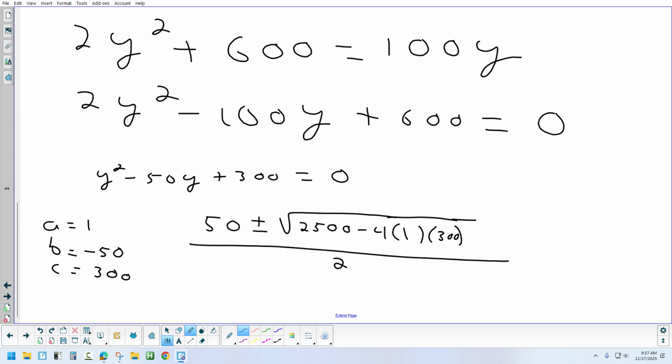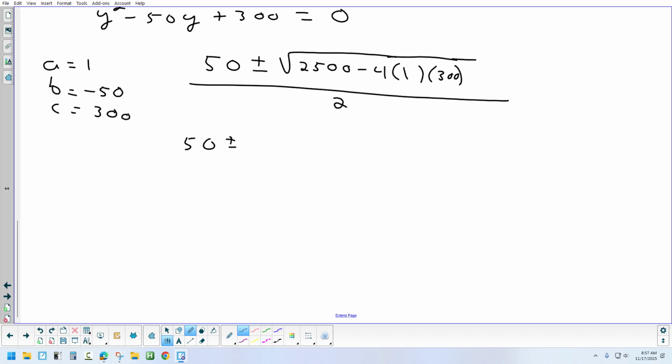Okay, so let's figure out what we get. And remember, we are solving for y. Okay, we still have to find x. But once we get y, we're like 90% of the way done. All right, so we got 50 plus or minus. What's 4 times 300? 1,200. And what's 2,500 minus 1,200? 1,300.